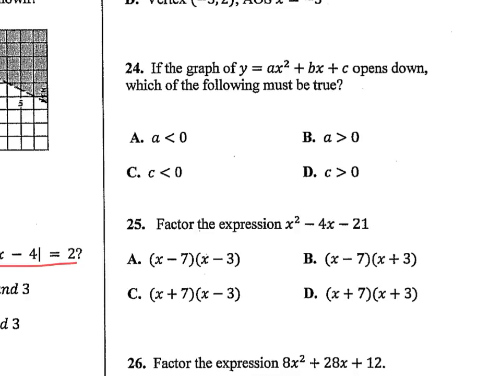Question number 24. So this is standard form, ax squared plus bx plus c. Standard form for a quadratic opens down. Which of the following must be true? If it's going to open down, is a got to be less than 0, a has got to be greater than 0, c is less than 0, or c is greater than 0? I really hope we remember which letter we always had to look at.